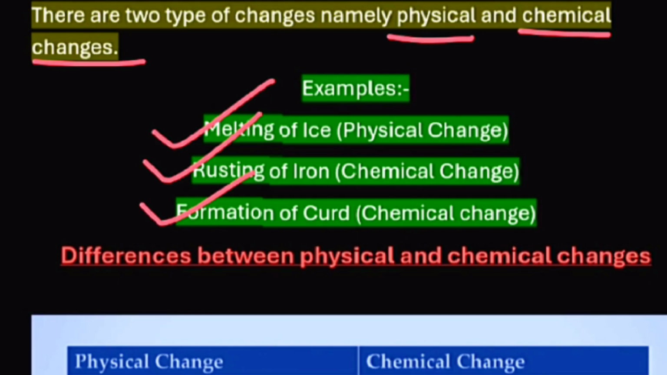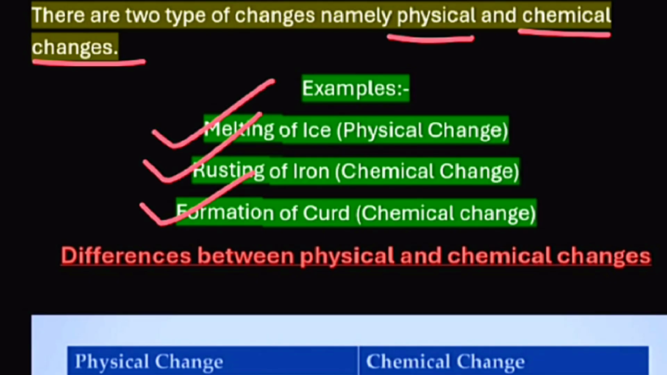So physical change can be reversed, but chemical change cannot be reversed. Okay, so once a new compound is formed, it will never go back to its initial form. So that is a chemical reaction.